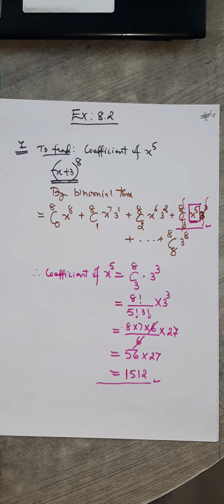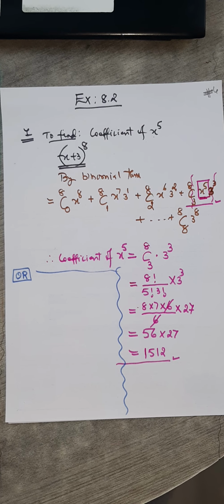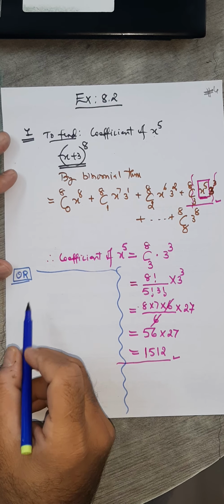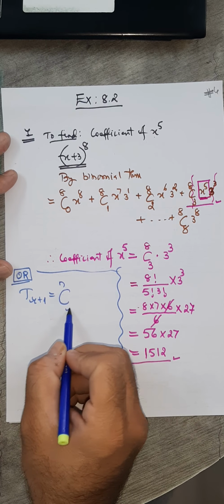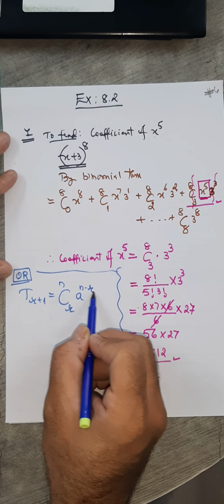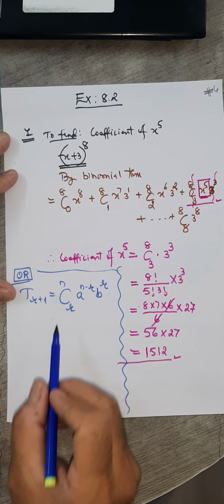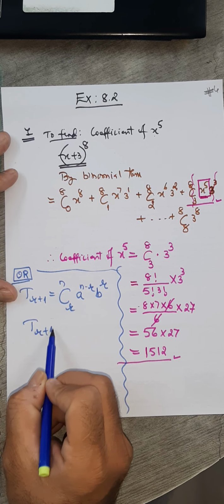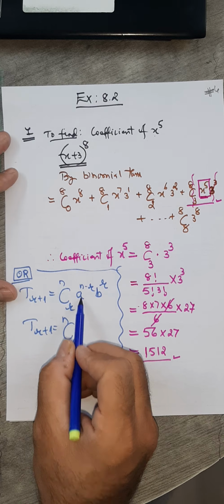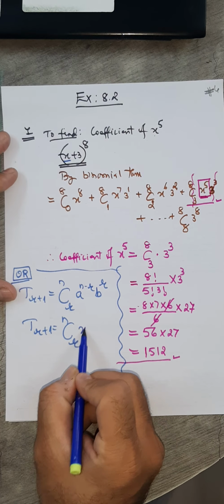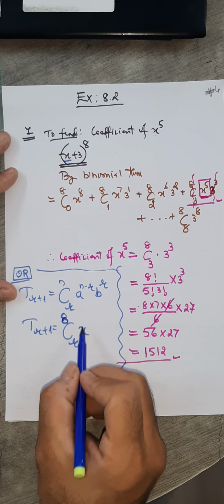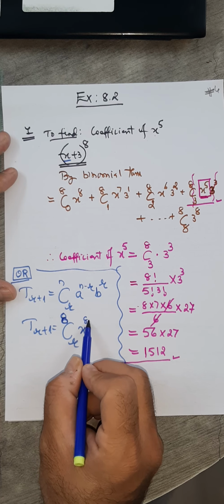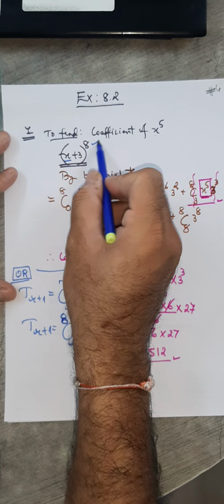I did it directly, remember. Now I'll show you how it can be done alternatively. This can be done like this also, using this T R plus 1 formula. T R plus 1 equals nCr a raised to n minus r into b raised to r. Okay, I'm using this. What is A? A means first, that is x raised to n. I know n is 8, so let me write 8 here. So here you will get 8 minus r. N is 8, remember, power.